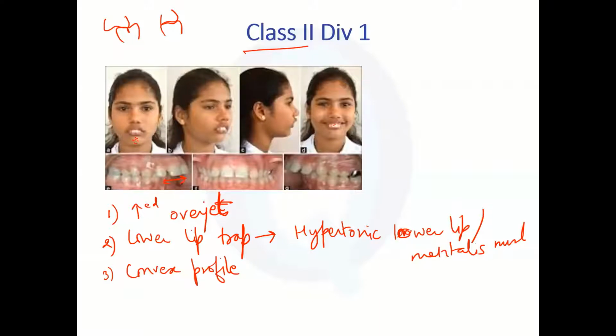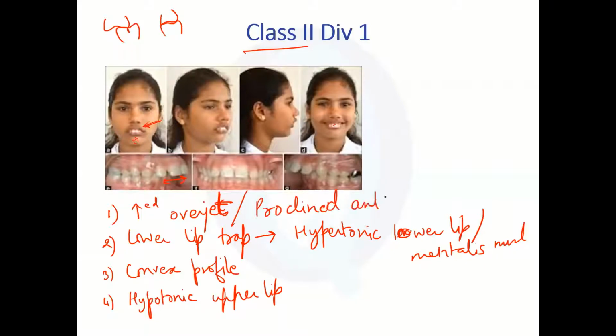What another thing? Can you see the teeth are visible? The upper lip looks as if it has been injected, anesthetized. Increased mentalis activity, yes, that we covered. So the fourth point is hypotonic upper lip. Why will the upper lip be hypotonic? Because the maxillary incisors are projecting outwards. So when there is increased overjet, there are proclined anterior teeth. The acute nasolabial angle, very good.